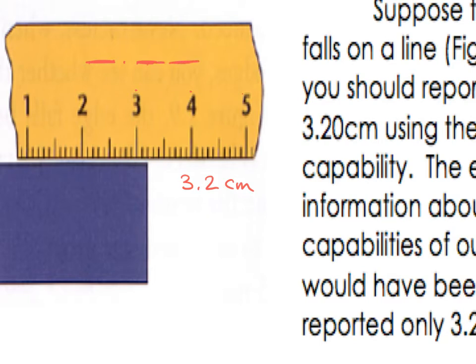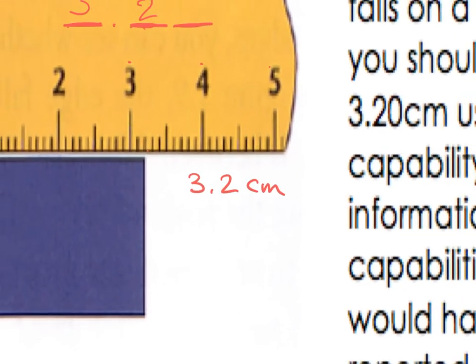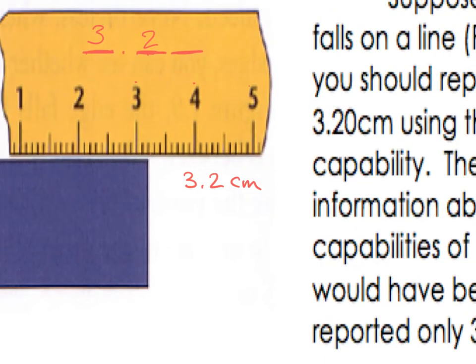So I'm going to say 3.2, and then it looks like it's right on the line to me. And so since it's right on the line, I'm going to put a 0 there as 3.20 centimeters. Now, some people might look at those and say, oh, those are the same numbers. Yeah, they are the same numbers, but they tell us different information. By putting the 0 here, it's telling me and my readers that I used a ruler that has lines that are in the 10th spot.